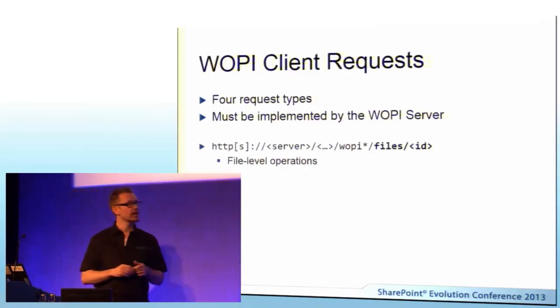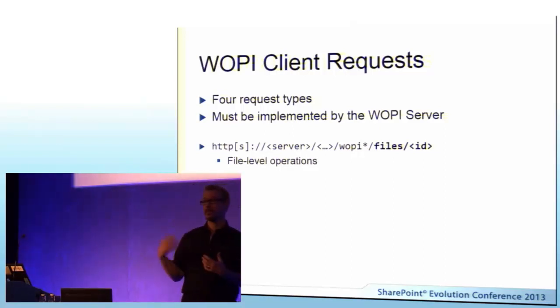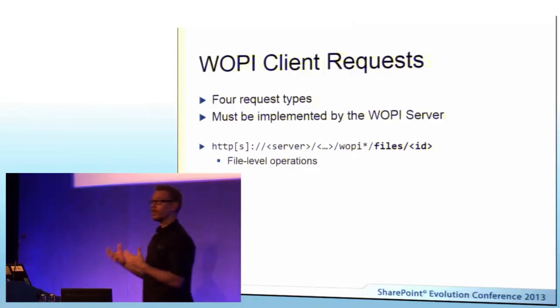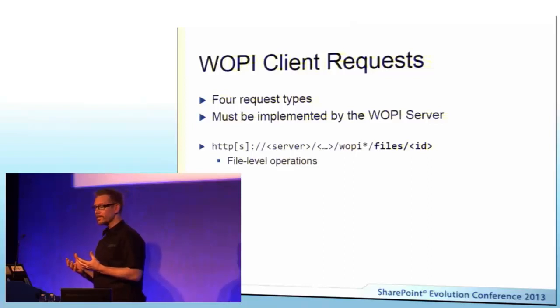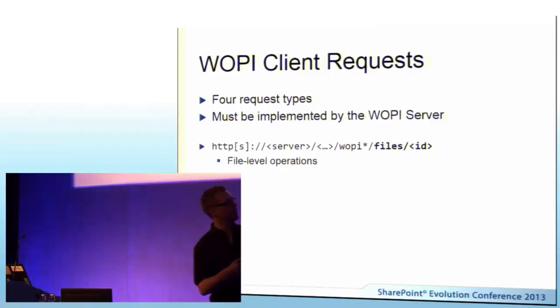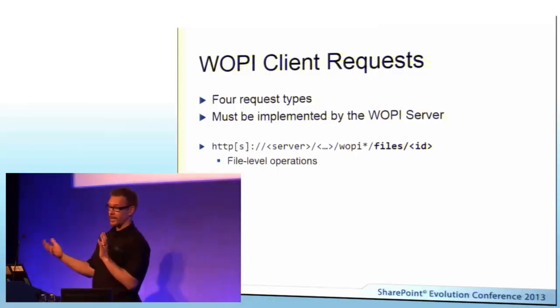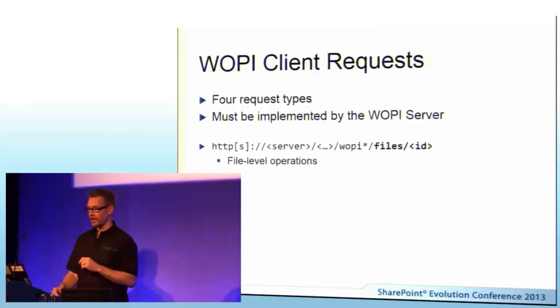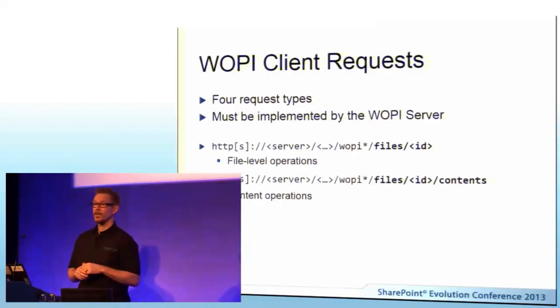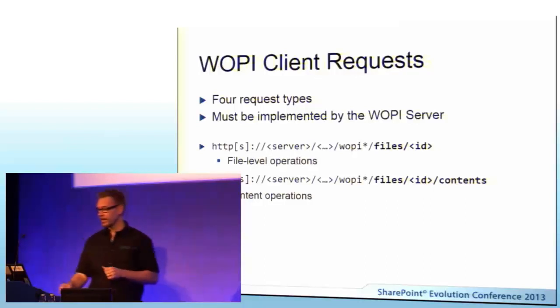The first one is to do file-level operations. That is, get metadata of a file, lock a file, etc. And then you have a URL, something with WOPI, then /files/ and the unique ID of that file. In SharePoint, for instance, it's wopi.ashx/files and the ID. Then to get the contents of a file, you just append /contents.